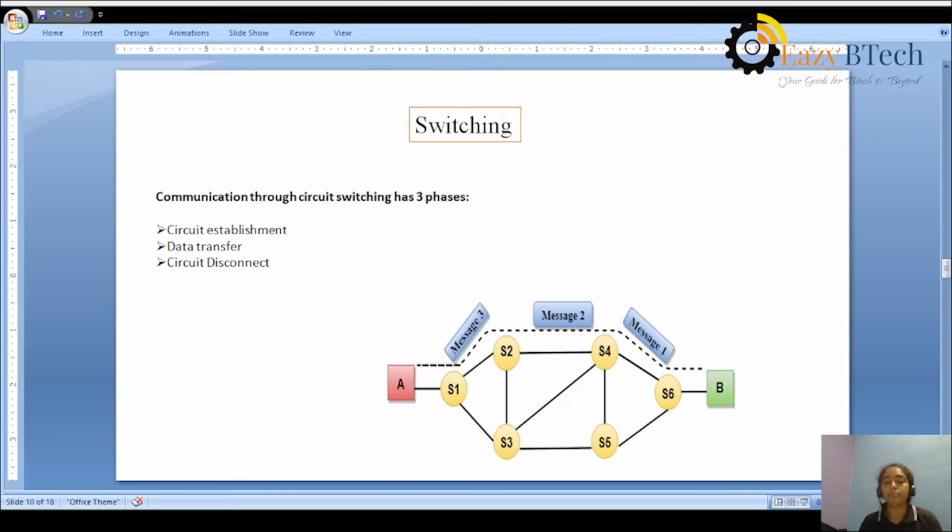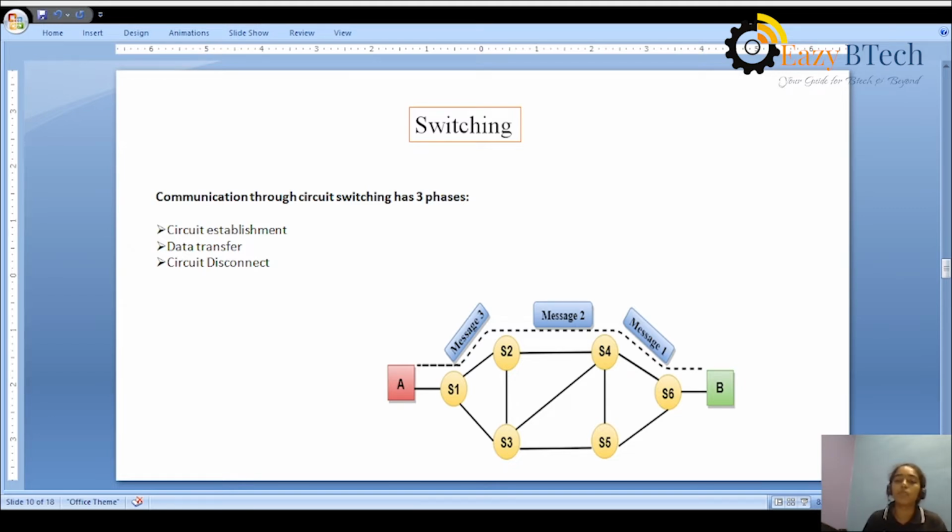This is a diagram. To establish circuit switching, we have to create three phases. The first one is circuit establishment. Circuit switching means that in between we have different types of circuits. While establishing a dedicated path, we have to establish it using those circuits only, so the data will be sent through those circuits to the destination. First of all, if you want to communicate data from source to destination, you need to establish a circuit.